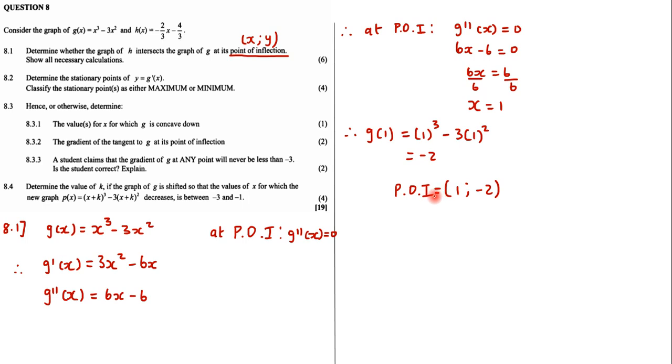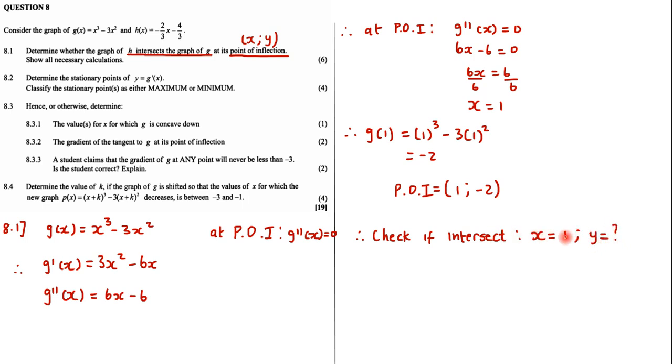Now the question said we needed to test whether the graph of h will intersect the graph of g at that point. How are we going to do that, or how are we going to know if this will intersect that? In order to check if they intersect, we're going to take the x value of this point and see what our y value is going to be, right?